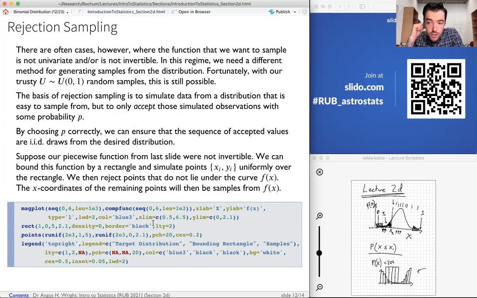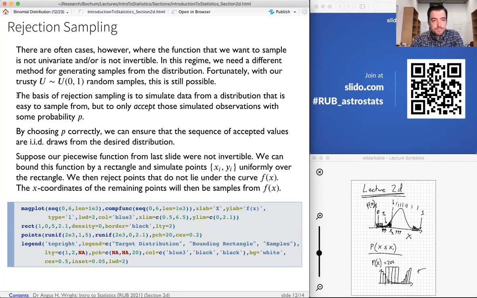If we have a distribution that isn't invertible or isn't univariate, so has more than one dimension, you can't use inversion sampling. Okay, so in that regime, what we need to do is come up with a different mechanism to generate samples from this possibly bivariate, possibly multivariate distribution using our initial 0, 1 observations.